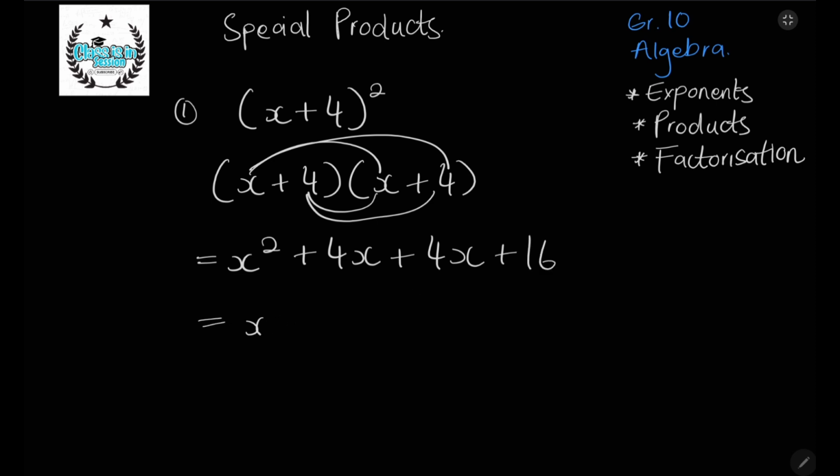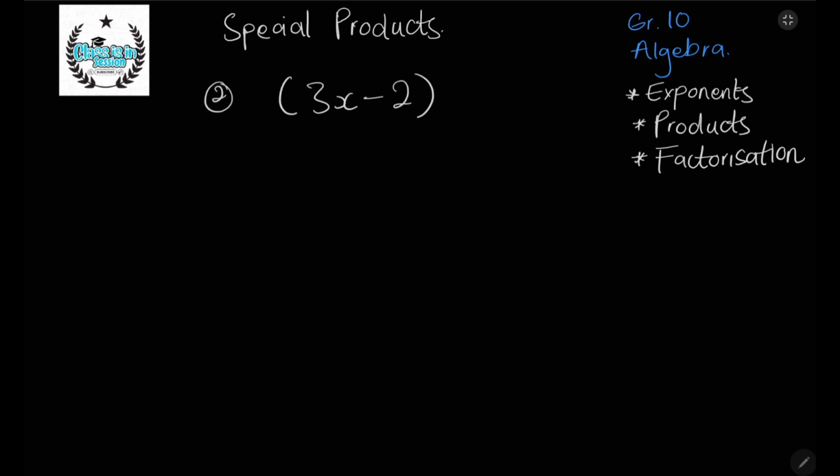Let's look for like terms. We have x squared plus 4x plus 4x, which is 8x plus 16. That is how we square binomials. Now let's try squaring a binomial that has a coefficient. We have 3x minus 2 squared.